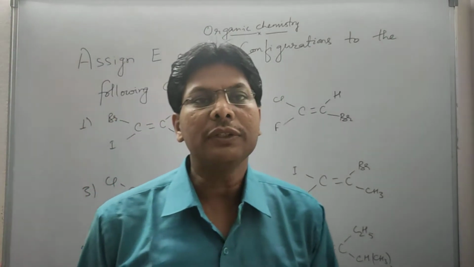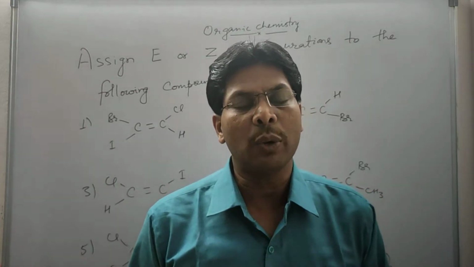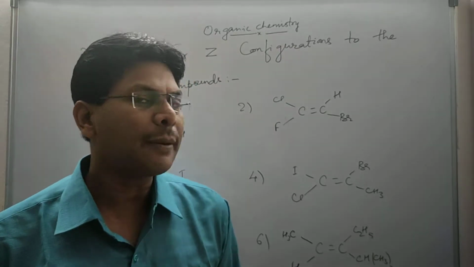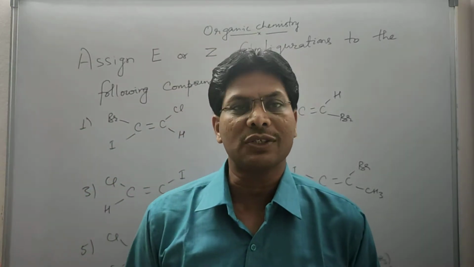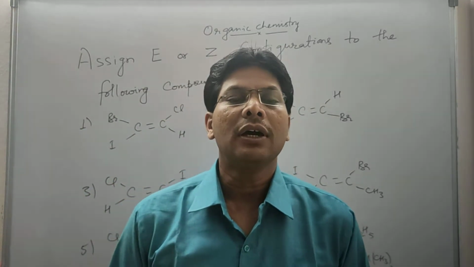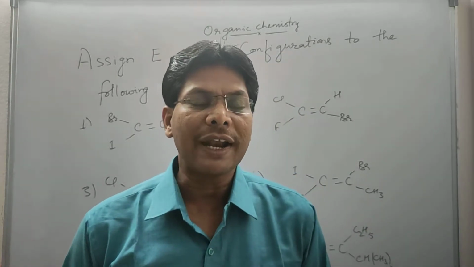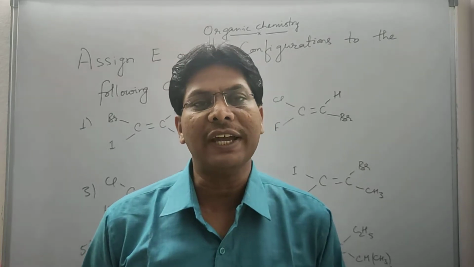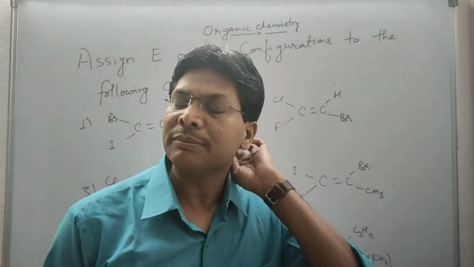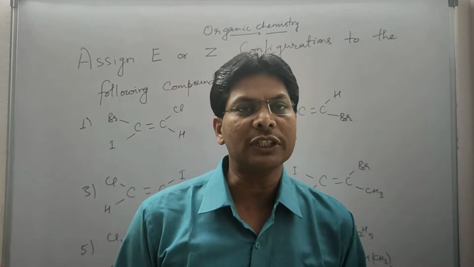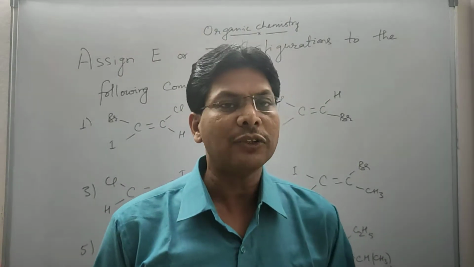So, hello students. Today I will be discussing EZ nomenclature. As we know, this type of nomenclature is used for geometrical isomers where cis and trans fail. Where we are not able to write cis and trans, we take the help of E and Z. E means entgegen and Z means zusammen. Entgegen means opposite, zusammen means together. So that you have to remember.